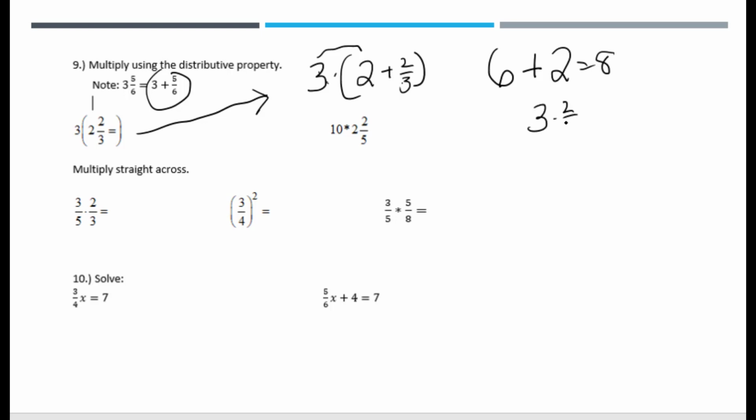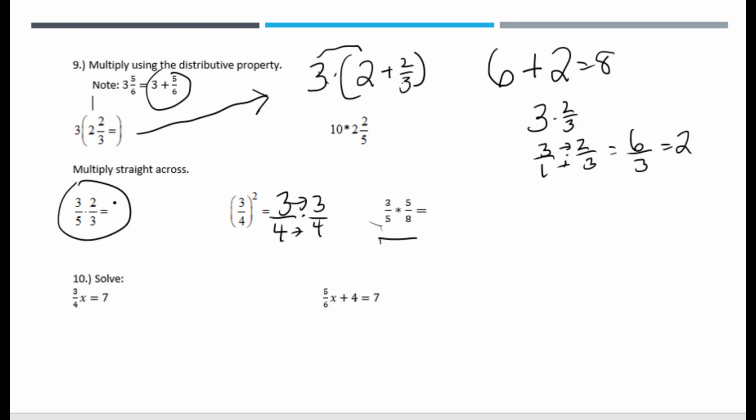Let me do that one again. 3 times 2/3. You could also do it this way. 3 times 2/3, multiply straight across, and you get 6 divided by 3, which again is 2. These you can multiply straight across. This one here just means 3/4 times 3/4. Multiply straight across, or reduce first. And in these two, you want to use the reciprocal. And this one, you want to subtract 4 first before you use the reciprocal.